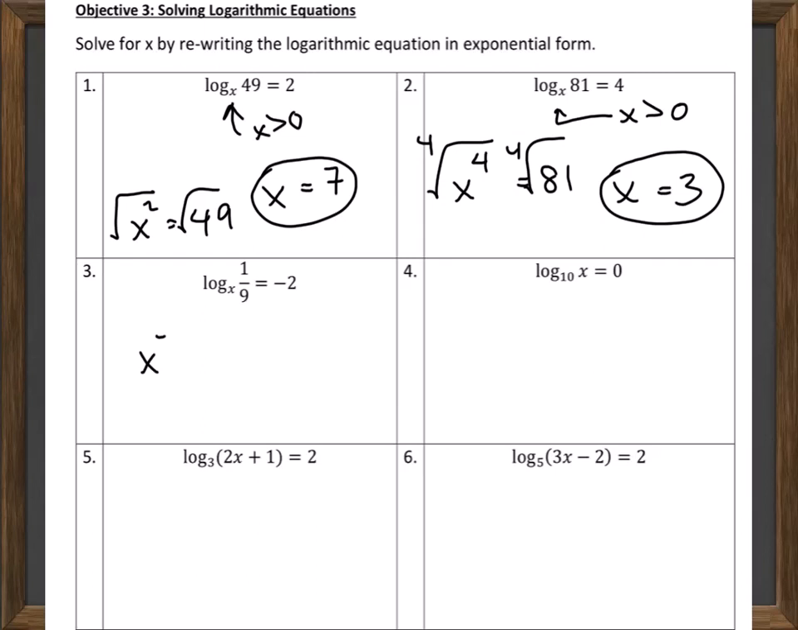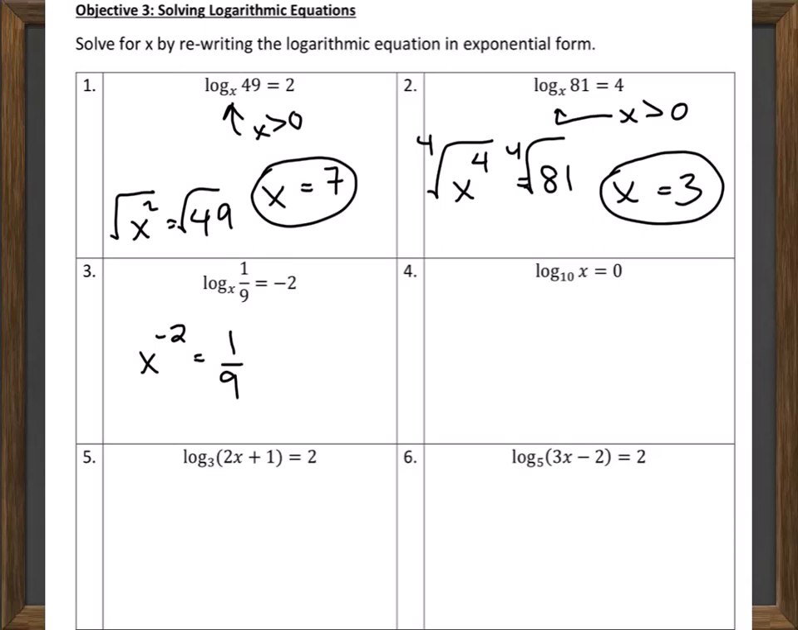All right, let's keep going. So this time we have x to the -2nd power is equal to 1/9. This is a little bit tricky because I can't, as far as I know, take the -2nd root of this. So we have to be a little bit tricky. How can we do this? What could we do?